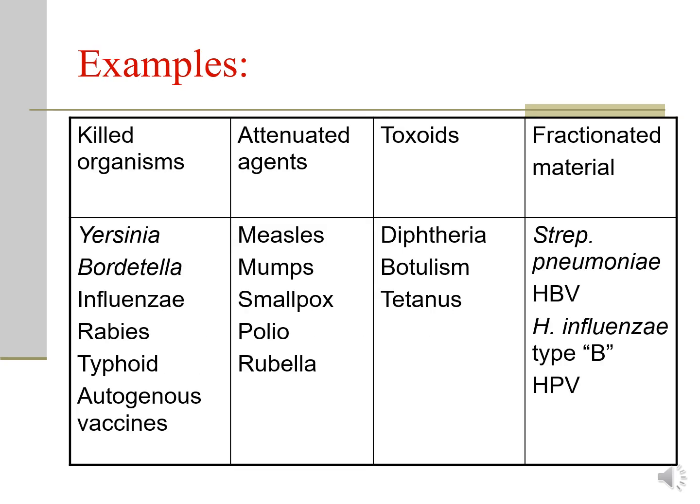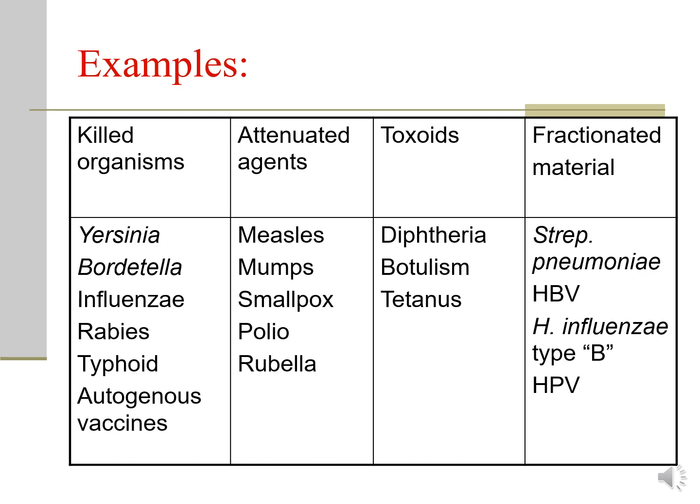On this slide, I've just tried to give you different examples of vaccines that are made by killed organisms, vaccines that are made by altered live agents, vaccines that are made from toxoids, and vaccines that are made from fractionated material. So in the first column, some vaccines that are made from killed organisms would be things like Yersinia, that's the bug that causes the plague. Bordetella causes whooping cough, and then you have influenza, rabies, typhoid, and autogenous vaccines, which is a vaccine made from a patient's own cultured bacteria.